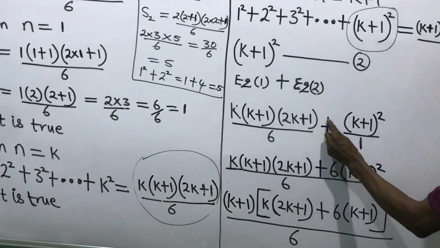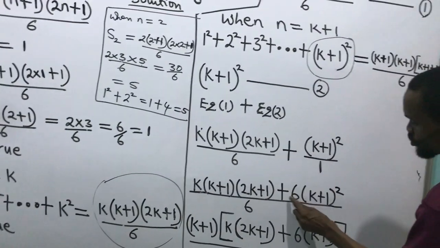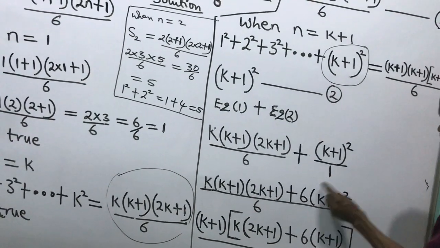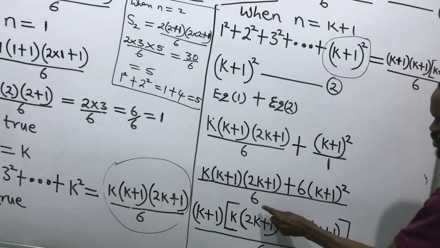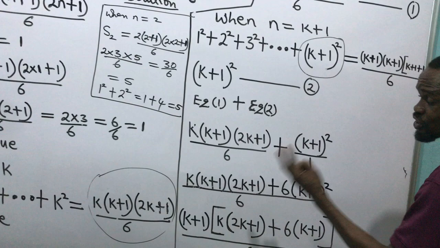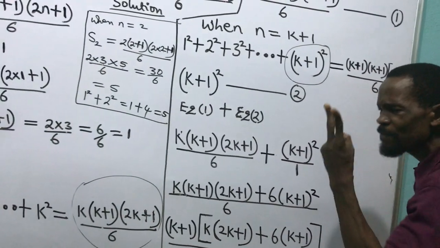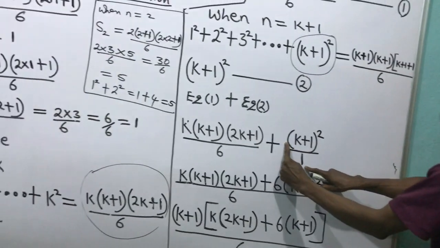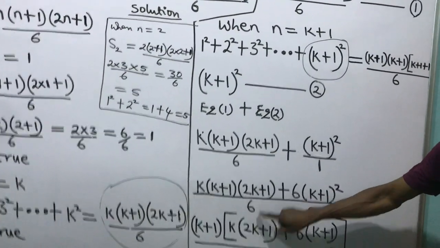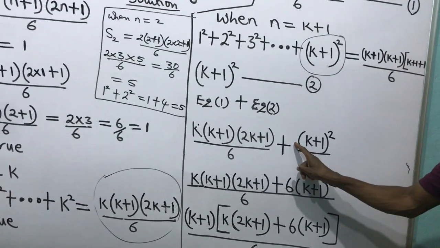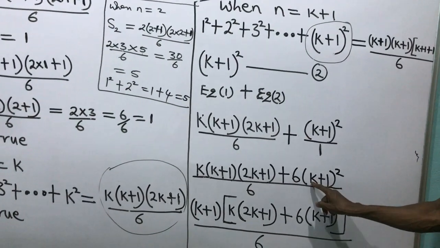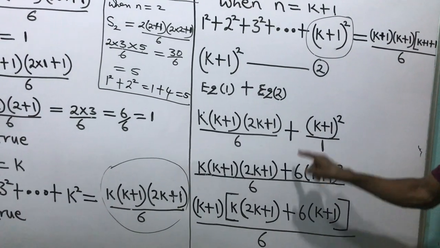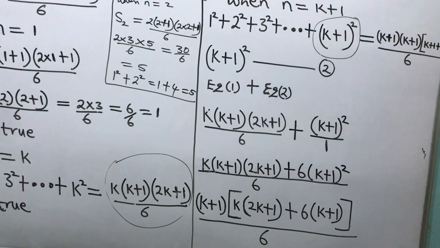I've written it. I carry my plus. Look at this plus. I will now come here and say 1 divides 6. It will give me 6. That 6 I got will multiply what the numerator of the 1 is carrying. I'll now have 6 into k plus 1. Have you seen it? Look at my plus, I'll bring it down here.